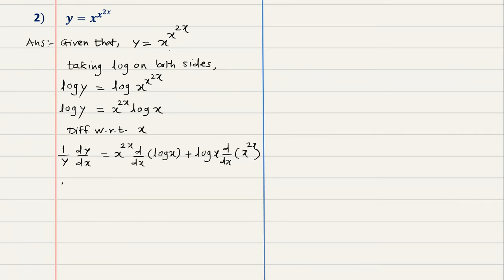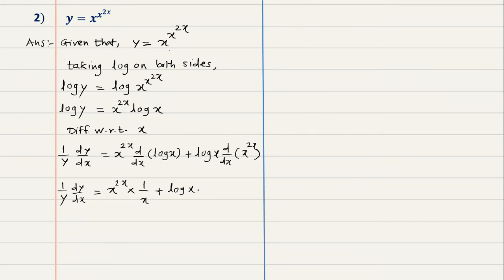Now complete this. The left hand side is 1 upon y into dy by dx, which is equal to x raised to 2x as it is into the derivative of log x, which is 1 upon x, plus log x as it is. But if you want the derivative of x raised to 2x, then again we need the logarithmic differentiation method because it is of the type f of x raised to g of x.